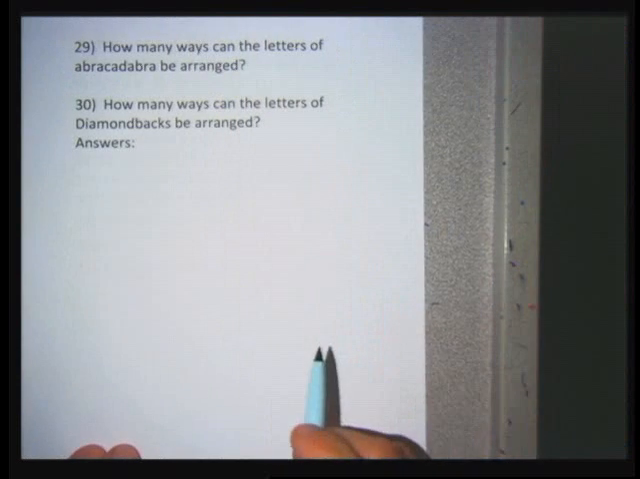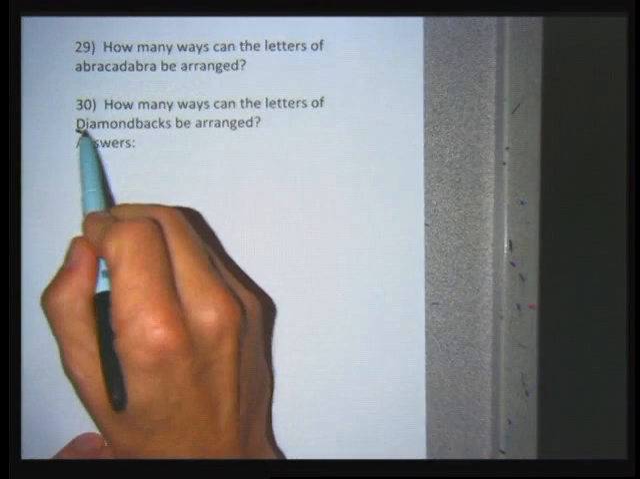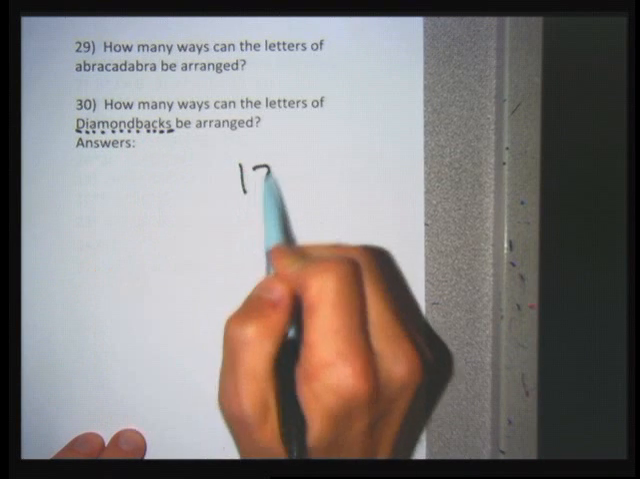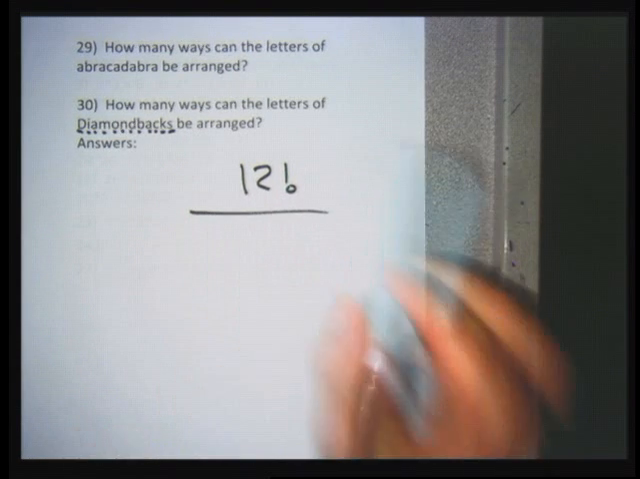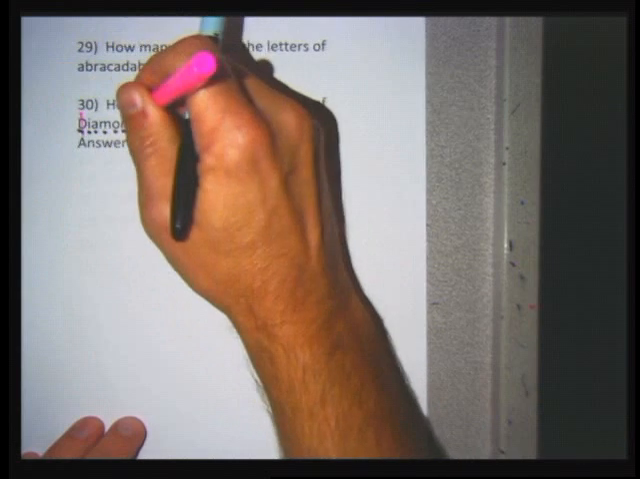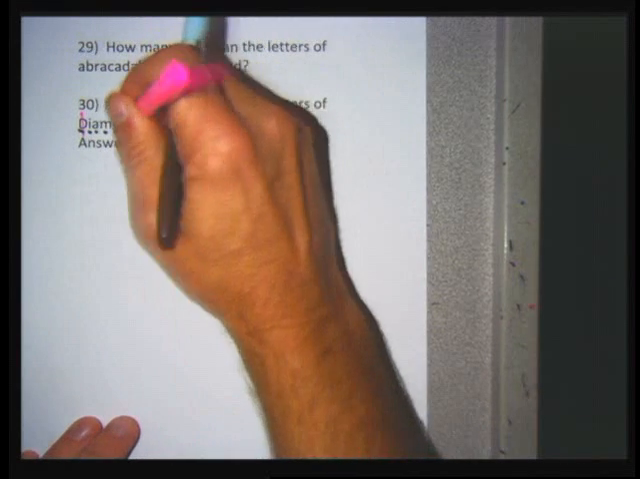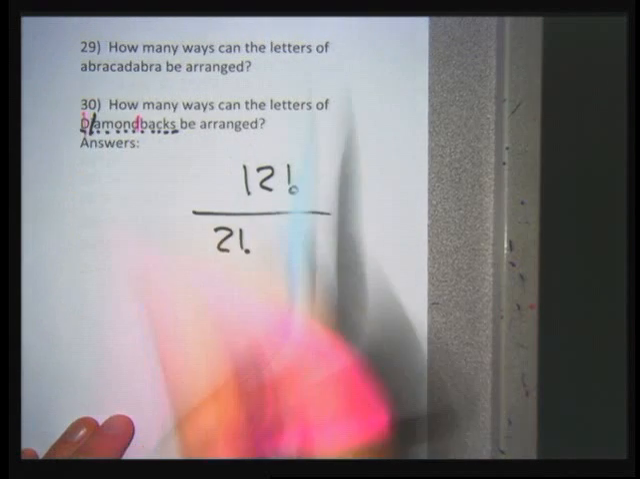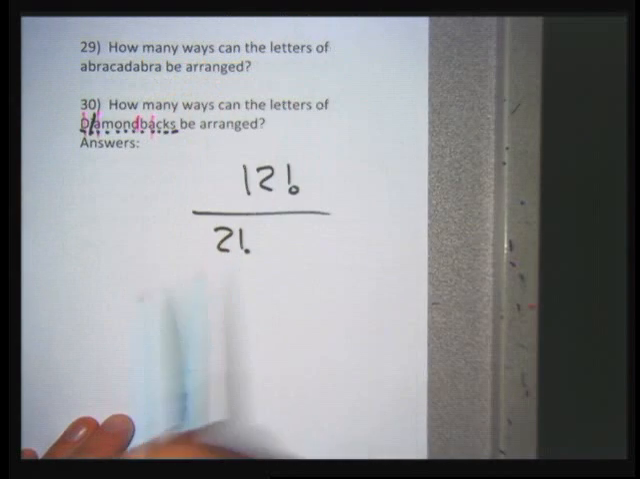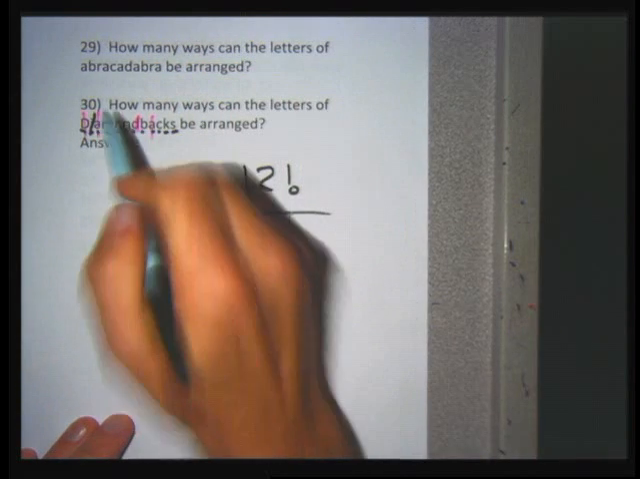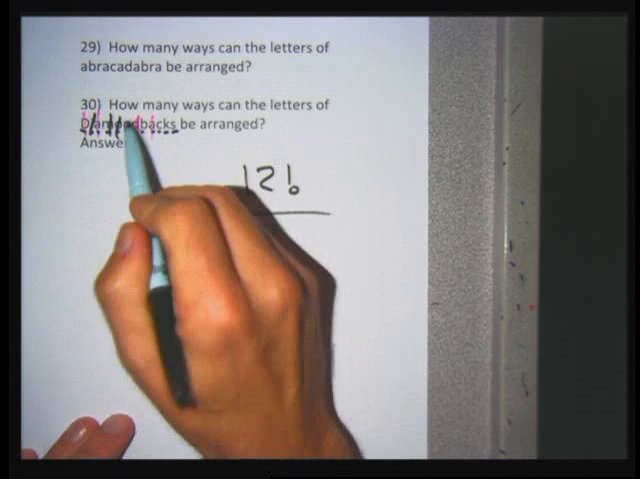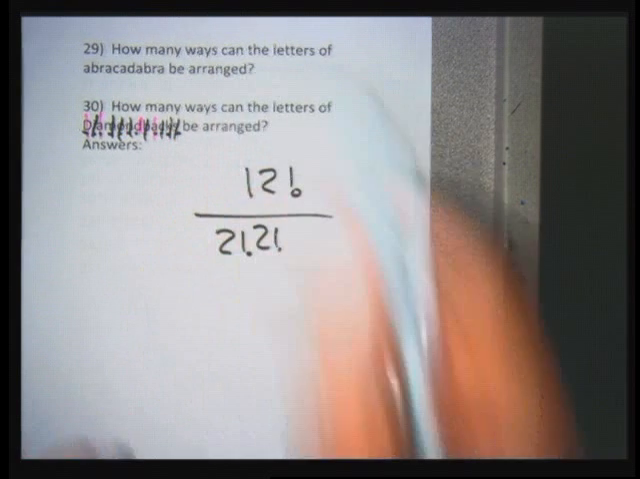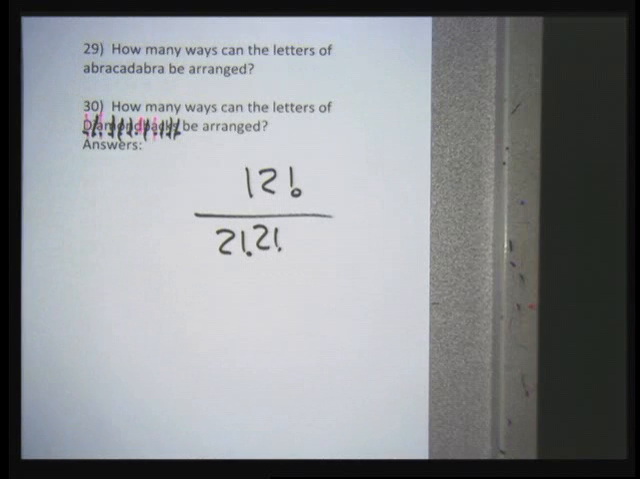Last one, abracadabra for you, diamondbacks for me. There's 1, 2, 3, 4, 5, 6, 7, 8, 9, 10, 11, 12 letters in Diamondbacks, so I'll have a 12 factorial. Now I look for duplication. There are 2 D's, so I need a 2 factorial for the 2 D's. There's only 1 I, don't worry about it. There are 2 A's, so I need a 2 factorial for the 2 A's. There's 1 M, 1 O, 1 N, 1 B, 1 C, 1 K, 1 S. So the only duplication in Diamondbacks are the 2 D's and the 2 A's.